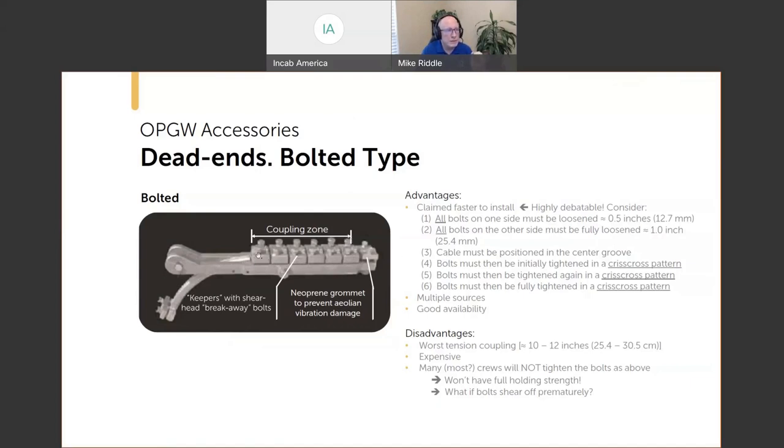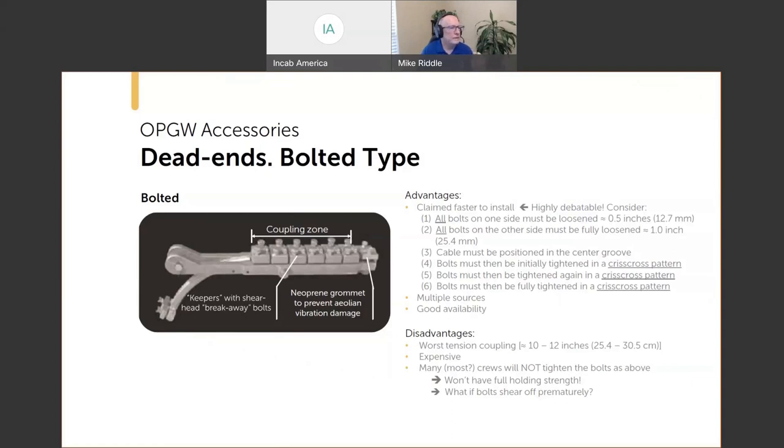But conceptually, consider the following. In order to install this, you have to loosen all the bolts on one side about a half an inch. You've got to get enough room for the cable to be able to slide into the groove. The bolts on the other side have to be completely loosened, on the order of about an inch, so that they are not engaged in the hole underneath at all, so that the cable can slide into the center groove. So you've got to do that.